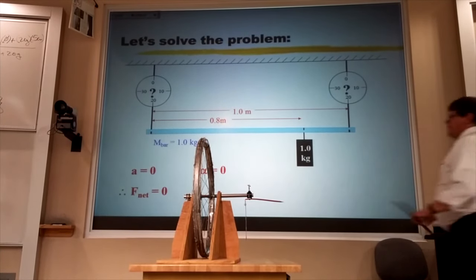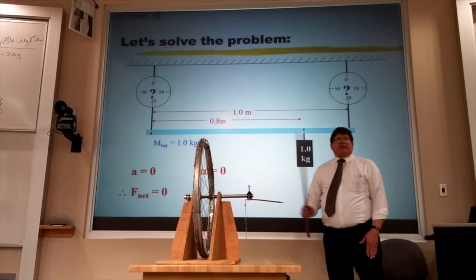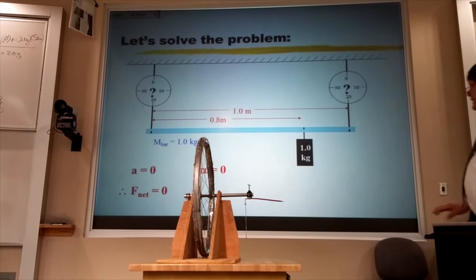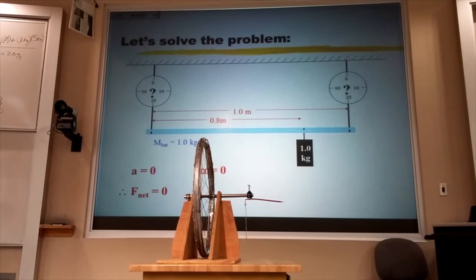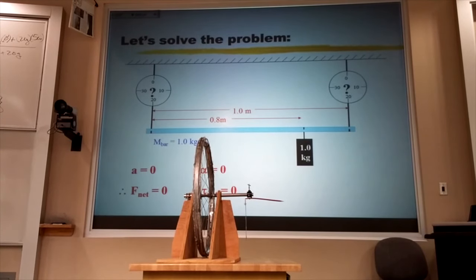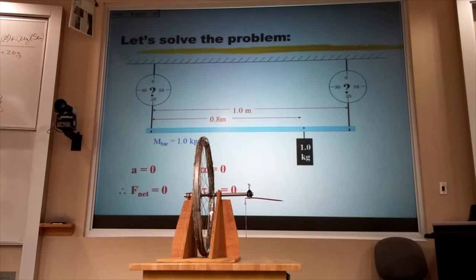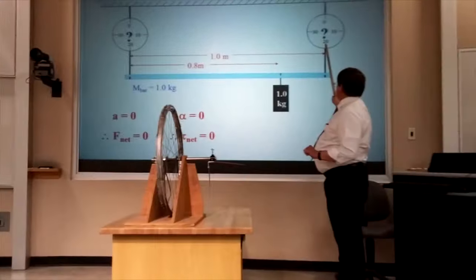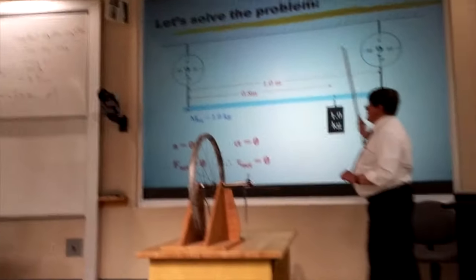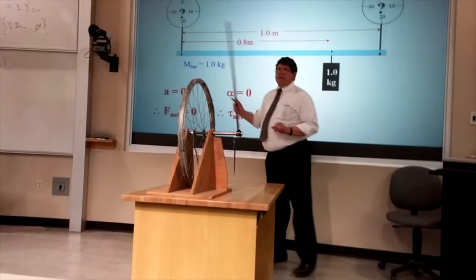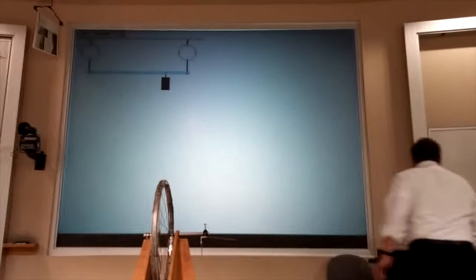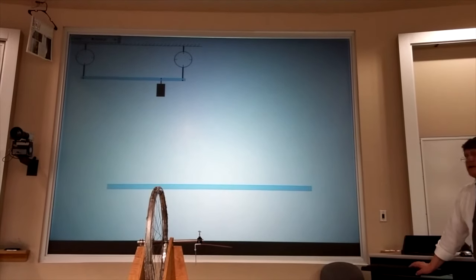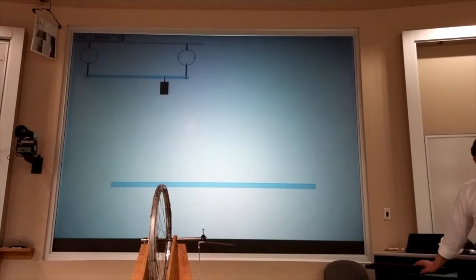But I also know that this bar is not angularly accelerating. It's not rotating and speeding up or slowing down. And that means I can balance all the torque: all the torque that's trying to make it go clockwise, all the torque that's trying to make it go counterclockwise. Now I'm looking for the force exerted by this scale on this bar, and the force by this scale on this bar. So what I do is I draw an extended free body diagram of the bar.